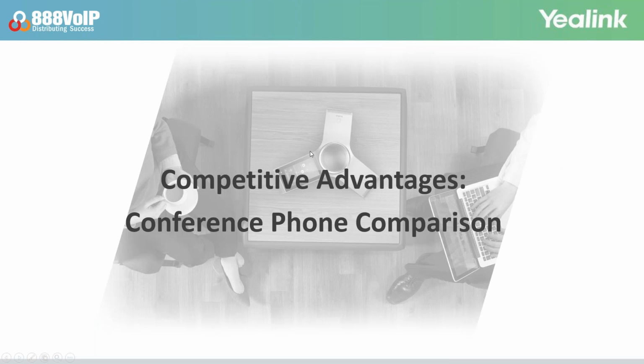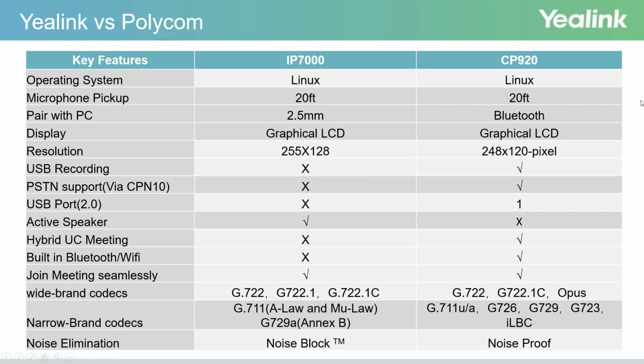So that was comparing competing prices. Let's take a look at competing feature sets. We'll first start by looking at this breakdown of the IP7000 versus the CP920. There are some carryovers, but you'll see there's some difference in parity between how we pair with a PC: either the 2.5 millimeter jack or audio cable with Polycom, or by Bluetooth, simply with the 920.